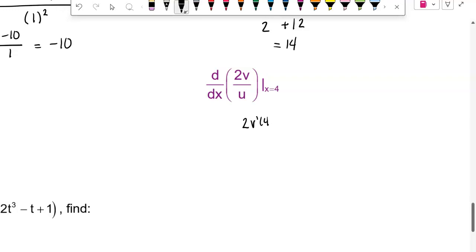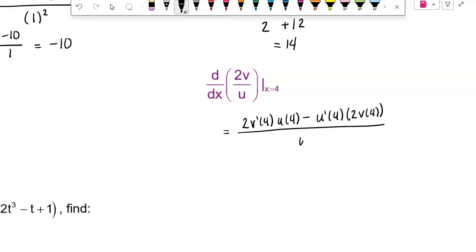So we've got 2v prime of 4, so that's the derivative of my numerator, times the denominator, minus the derivative of my denominator, times my numerator, so this is tricky, 2v of 4, divided by the denominator squared.